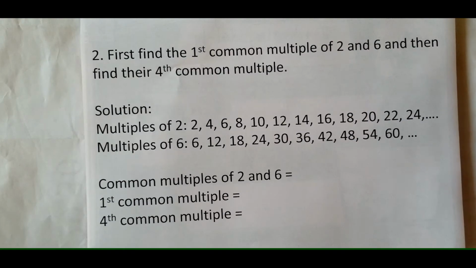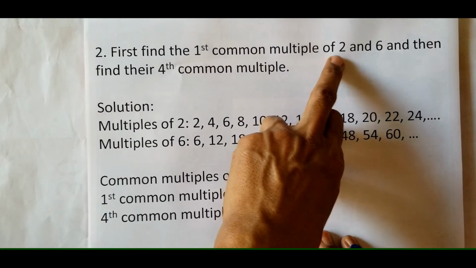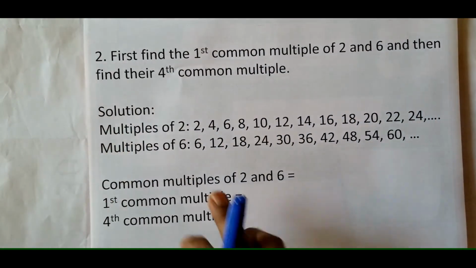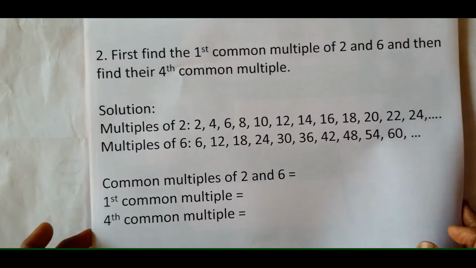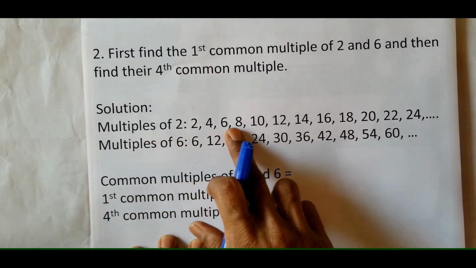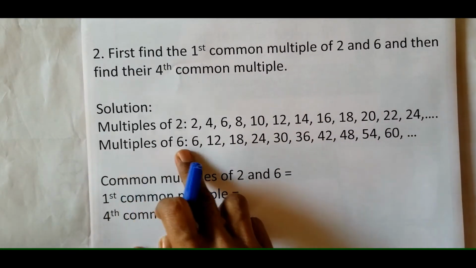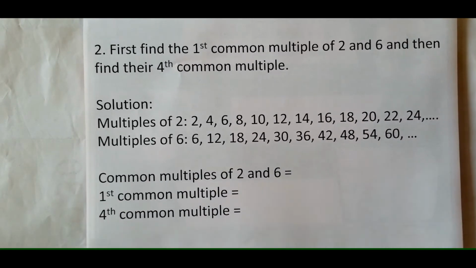Okay children, let us do one more question. First find the first common multiple of 2 and 6 and then find their fourth common multiple. So for that, first we have to write the multiples of 2 and 6. Multiples of 2: 2, 4, 6, 8, I have written it till 24 and so on. Then multiples of 6, from 6 I have written it till 60 and so on. Now let us find the common multiples of 2 and 6.